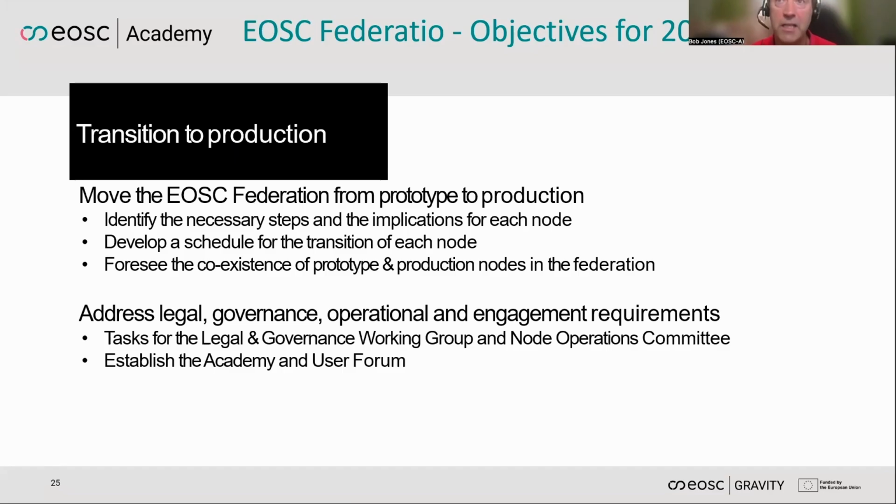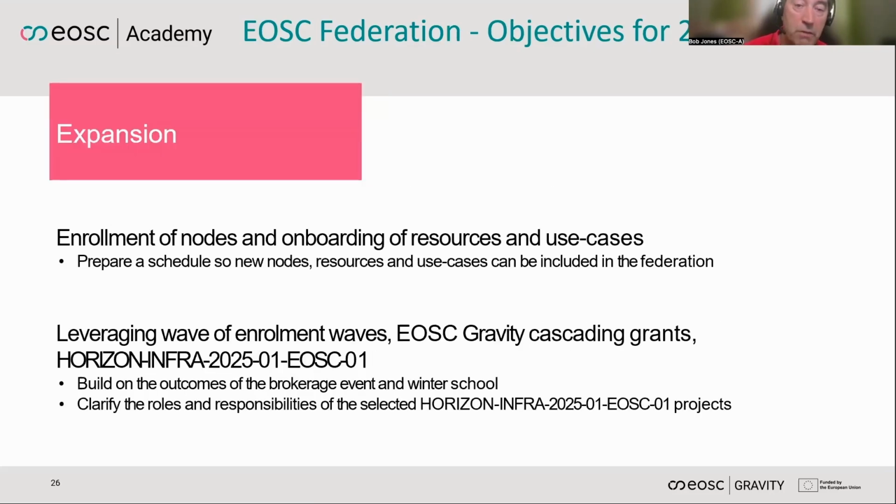with each of the nodes. Getting the schedule for the transition, they're not all moving at the same time. They have different aspects they have to address. So we also have to foresee the coexistence of nodes in both prototype and production status within the federation and make sure that's addressed as well. And one of the other things that we're looking at from the end user's point of view is establishing the academy, the first example of which we have here today, but I'll also talk a little bit later about establishing a user forum as well.